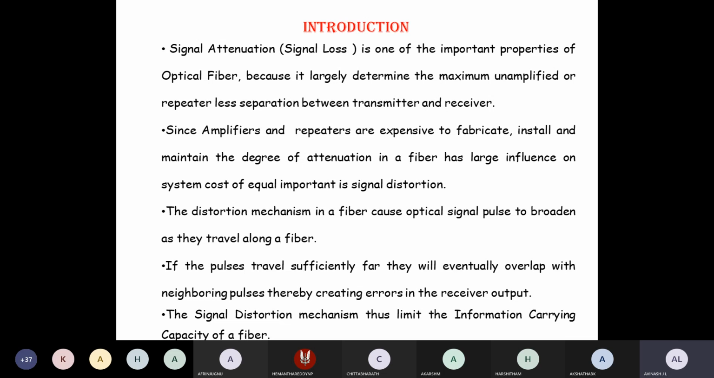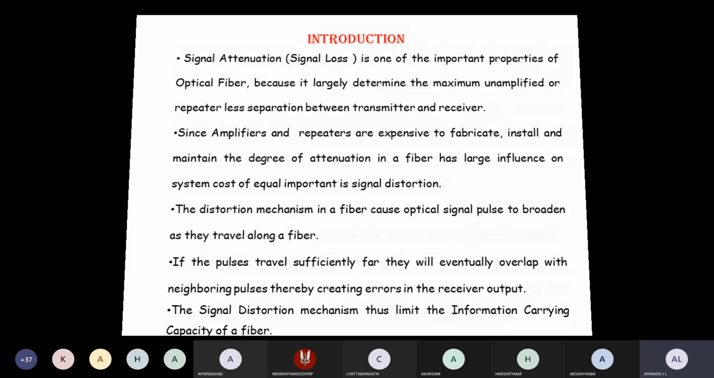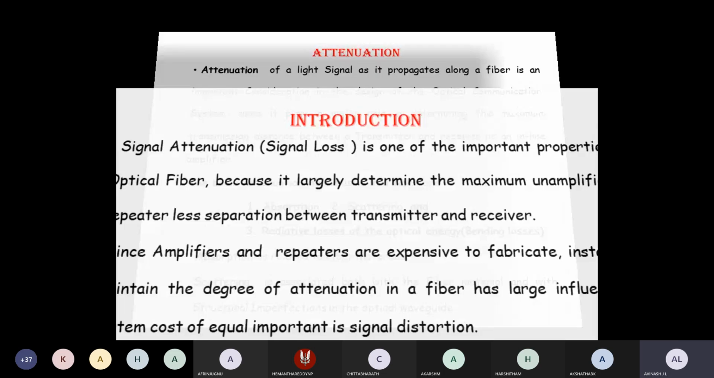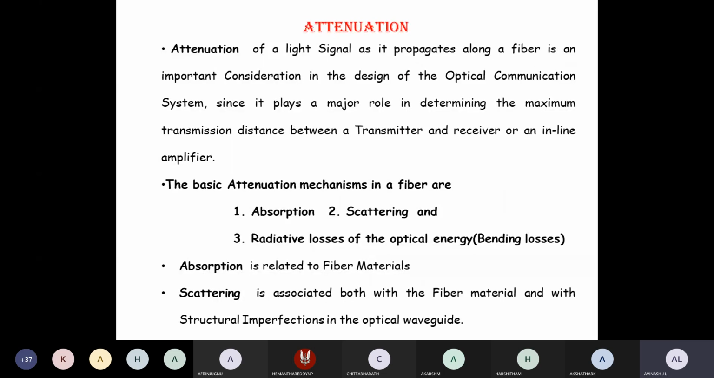Okay, so these are all attenuation, absorption, dispersion. Here all these contribute to the signal loss. So the signal distortion mechanism thus limits the information carrying capacity of the fiber. So here, attenuation as a process, as a function, or as a parameter when you are considering, you can see that attenuation of light as it propagates along the fiber is an important consideration in the design of an optical communication system.